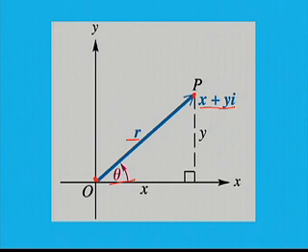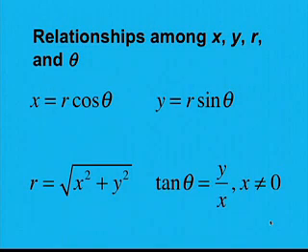Let's look at what the relationship is between x, y, r, and theta. We have that x is equal to r times cosine theta, and y is equal to r times sine theta, where r is equal to the square root of x squared plus y squared, and tangent theta is equal to y over x. And again, where x cannot be equal to 0. These relationships lead us to the trigonometric or polar form of complex numbers.